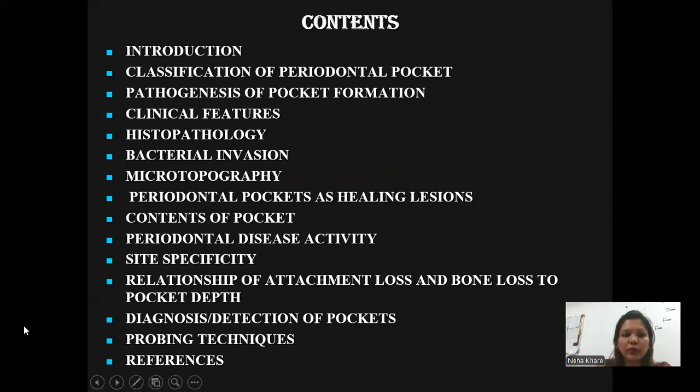We'll cover the entire topic under the following headings: Introduction, Classification of Periodontal Pocket, Pathogenesis, Clinical Features, Histopathology, Bacterial Invasion, Microtopography, Pockets as Healing Lesion Content, Disease Activity, etc.